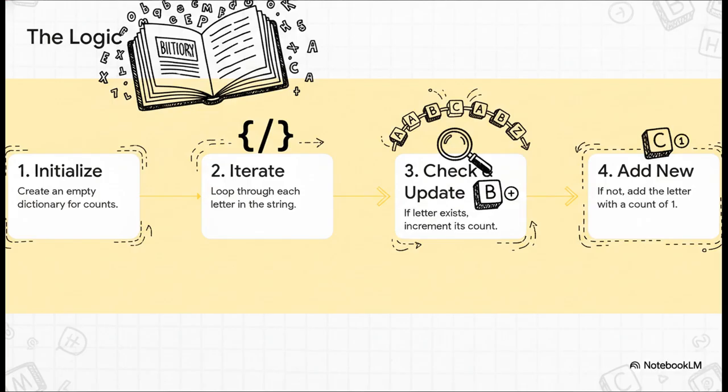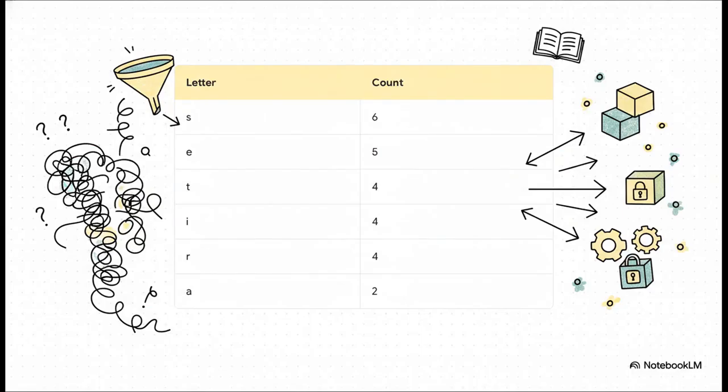For every letter you see, you check, is this letter already a key in my dictionary? If it is, great. You just add one to its count. And if it's not, well, then you add it as a new key and set its value to 1. That's it. And check this out. At the end, you're left with this perfectly organized table of results. The letter is the key and the count is the value. We've taken a totally unstructured sentence and turned it into useful, structured data. Pretty cool, right?